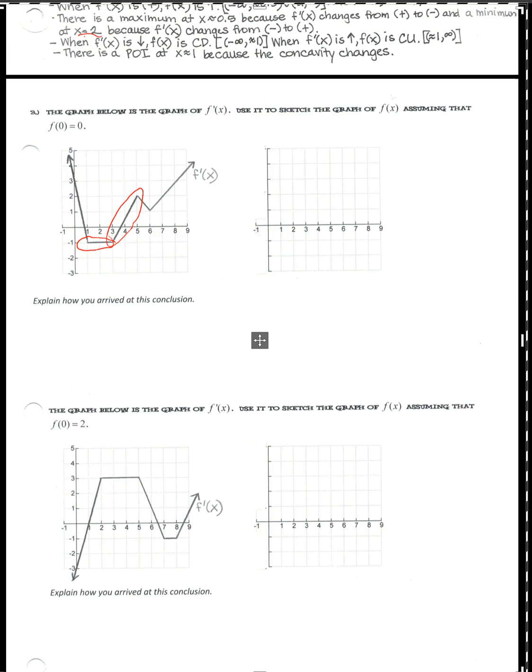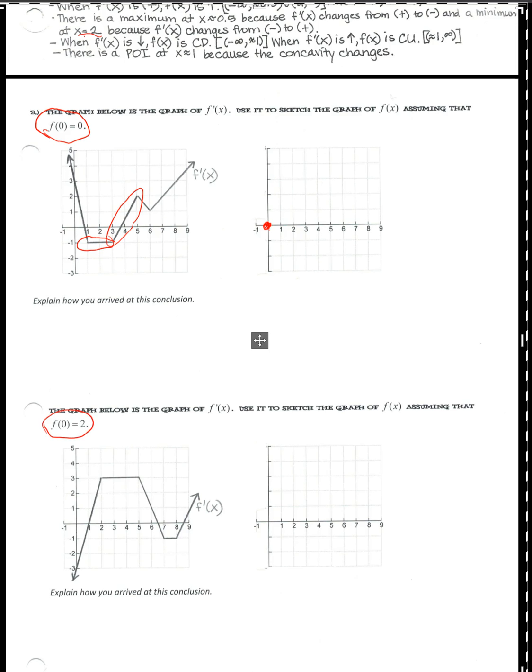There's only one thing here that makes this different when you try it, and that's that you're given an initial condition. You're told that f of 0 is 0. So that just means that when you sketch the graph of f of x, you put a point at (0, 0), and that just needs to be a point that you go through. It doesn't mean it's a max or a min or anything like that. It's just a point you need to travel through.